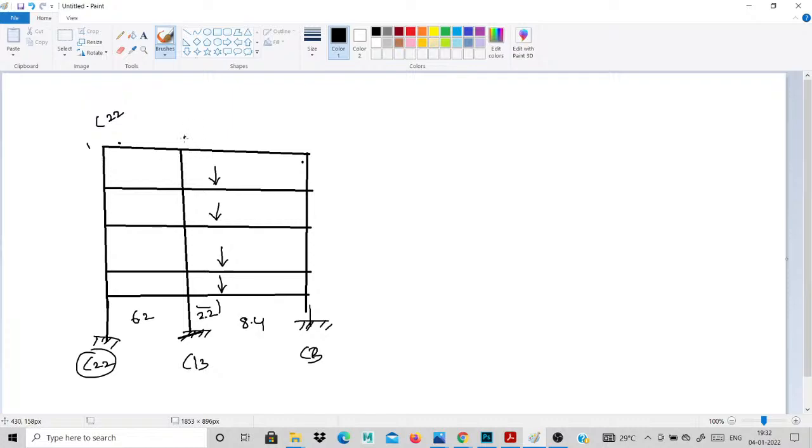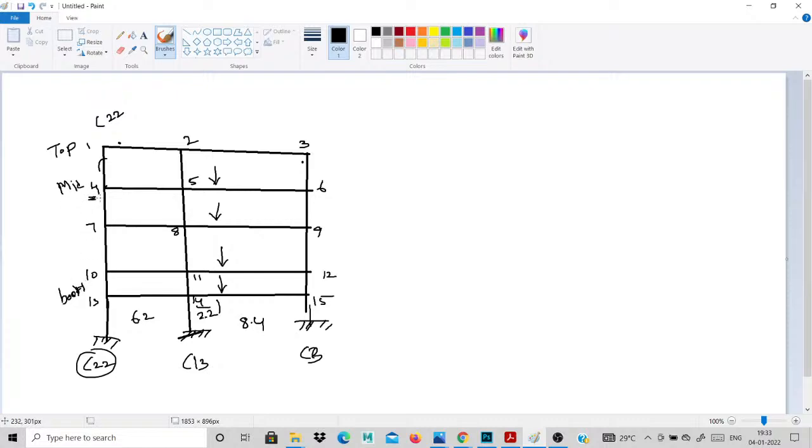Then I mention the member numbers 1, 2, 3, up to 15. Okay, this is no problem. This is our 2D frame. Then how do we analyze this frame by the moment distribution method? First of all, I cut this section. This is the top floor, this is the second or third floor, this is the middle floor, and this is the bottom floor.